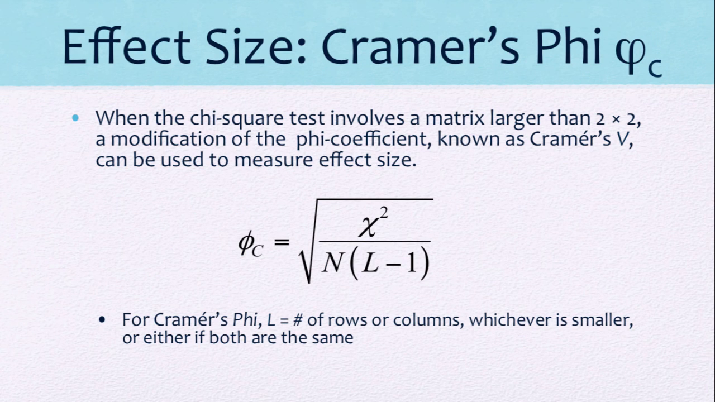Now, when we're looking at a chi-square test that involves a matrix larger than a 2 by 2, a modification of the phi coefficient known as Cramer's V or Cramer's phi can be used to measure the effect size. Cramer's phi is essentially the square root of your chi-square statistic divided by n, the number of participants or subjects in your sample, and you're multiplying that by L minus 1. And L is the number of rows or columns, whichever is smaller of either.